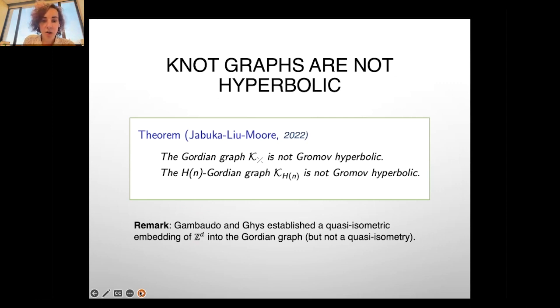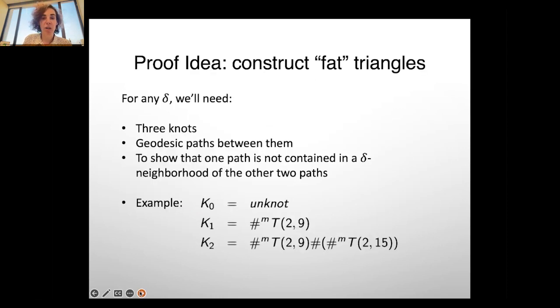We generalized their result, showing that the Gordian graph is not Gromov hyperbolic, and the HN Gordian graph for any HN move is not Gromov hyperbolic, and we used a different type of proof. Our proof strategy was to construct fat triangles, meaning that in whichever graph we're dealing with, for any delta, we need 3 knots to make a triangle. We need it to be a geodesic triangle, and then we need to show that one path, one edge, is not contained in a delta neighborhood of the other 2 geodesic paths.